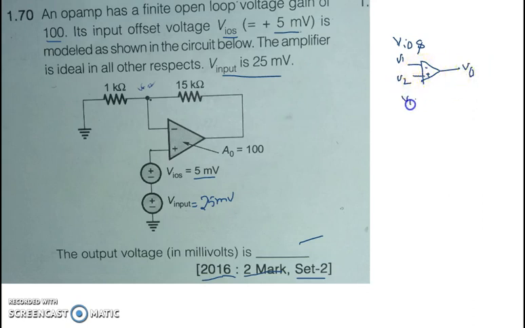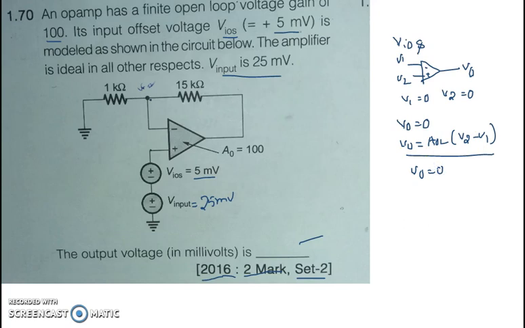So if V1 is equal to 0 and V2 is equal to 0, then my V0 must be equal to 0. Why? Because the output voltage of this op-amp is V0 equal to open loop gain times (V2 minus V1). That is the expression for the output voltage of an op-amp. So if both input voltages are 0, then V0 must be 0. But in the real situation, if both my input voltages are 0, I will not get V0 as 0.